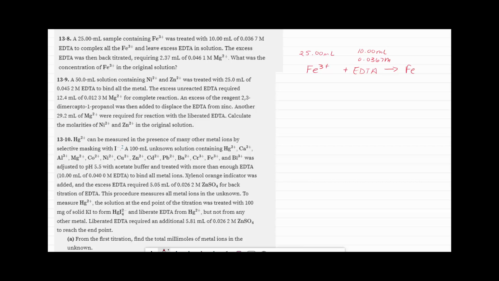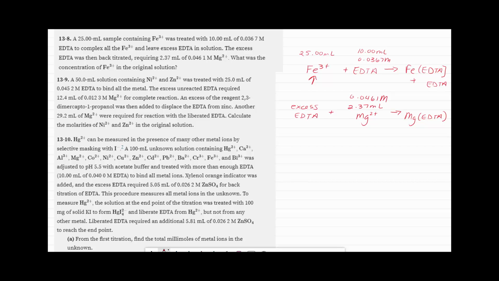So we have Fe-EDTA plus any excess EDTA. The excess EDTA is then back titrated with magnesium, and that requires 2.37 milliliters of 0.0461 molar magnesium. And that's going to form a magnesium EDTA complex. So what was the original concentration of iron in solution?